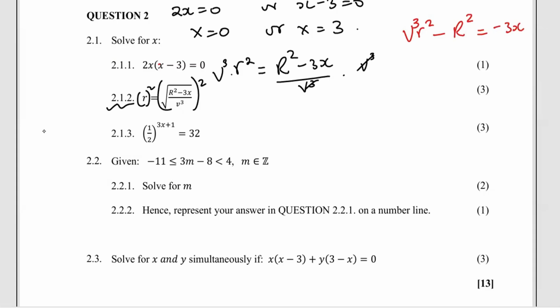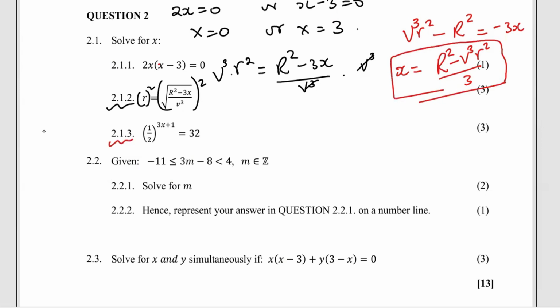Then divide through by the -3, okay, meaning that our x is going to be, let me just switch everything. So I have r squared minus v cubed r squared over 3. So this is what the question wanted. They want us to solve for x, make x the subject. 2.1.3. What's going on here?